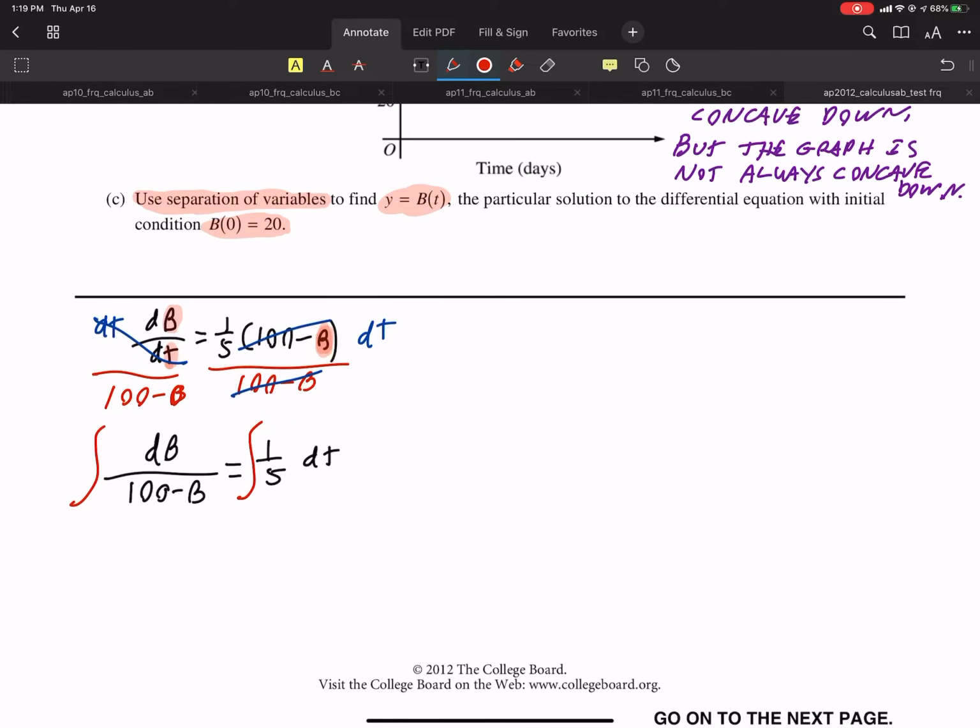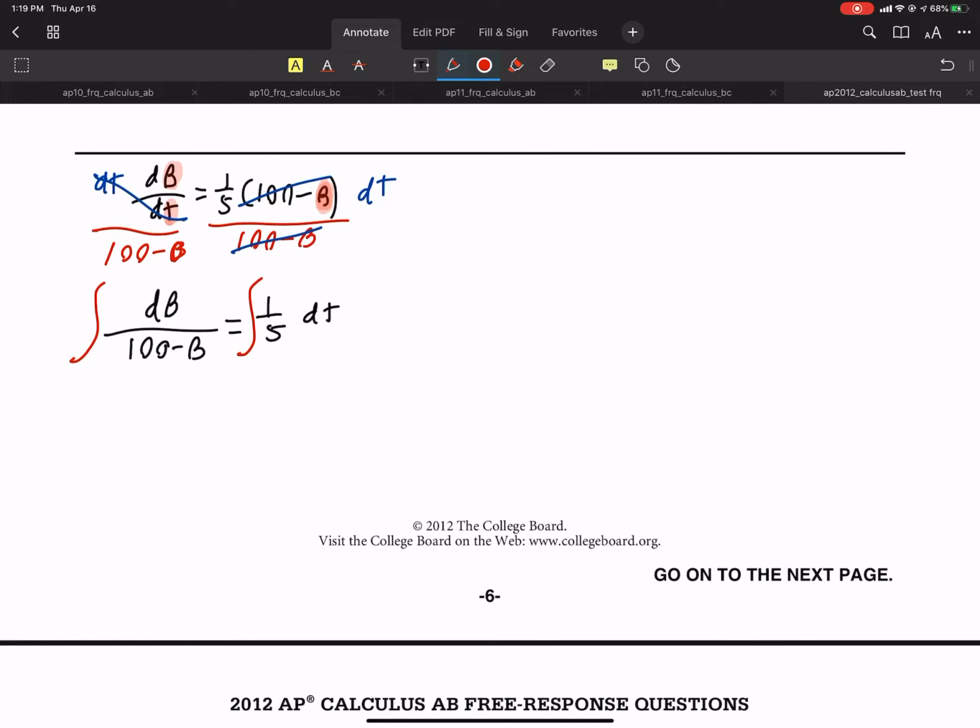This is actually one of the hardest separation of variables problems you will see on an AP test, because you have a u-sub and some weird things are happening. So this down here needs to become my u. And then du will be minus 1 dB. So we need this right there. We don't have it, so we put a -1 here. We have to put a -1 in front, which makes it multiplying by 1, which doesn't change anything.